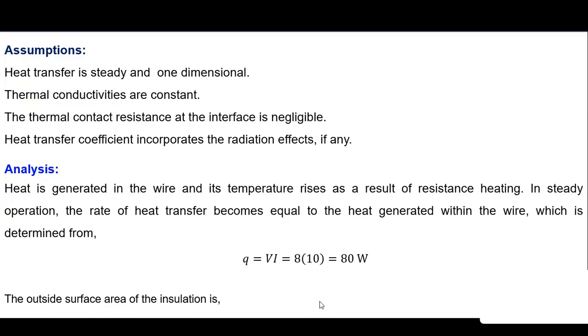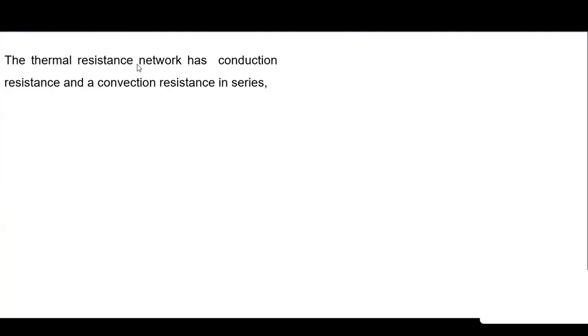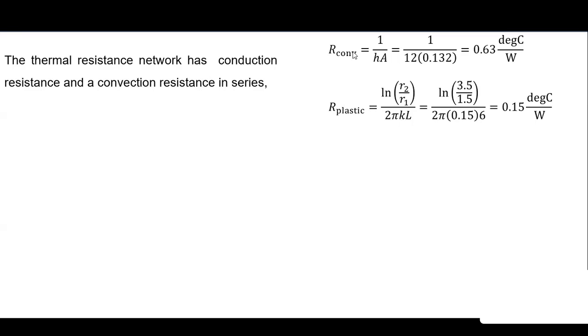So the outside surface area can be calculated as 2 pi R2 into L, and if you put the values, it is found to be 0.132 meter square. The thermal resistance network, as already shown, has two resistances in series: a conduction resistance and a convection resistance. Convection resistance can be calculated as 1 upon HA. All these values are known to us, so we can calculate 0.63. Plastic layer resistance is natural log of R2 upon R1 divided by 2 pi KL. If you put the values, it is found to be 0.15.